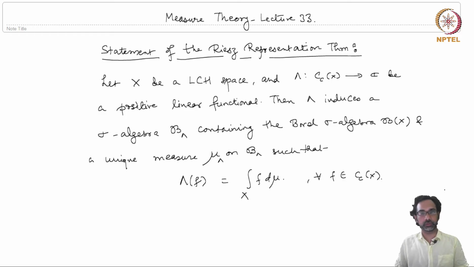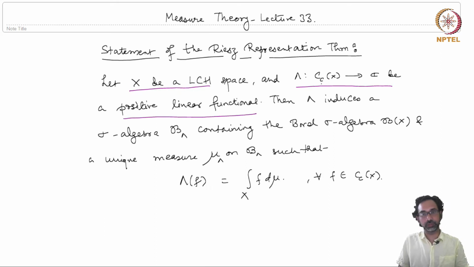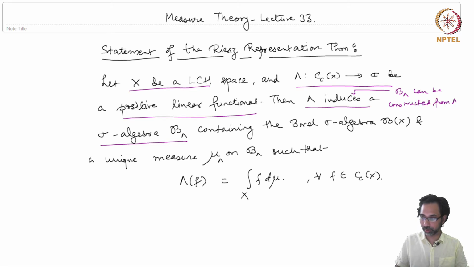So let's look at the statement of the Riesz representation theorem. It states that if X is a locally compact Hausdorff space and lambda is a positive linear functional on the space of continuous compactly supported functions on X, then lambda induces a sigma algebra B lambda, meaning that B lambda can be constructed from lambda. So this is the statement saying that lambda induces a sigma algebra B lambda, meaning that B lambda can be constructed just from the given lambda.